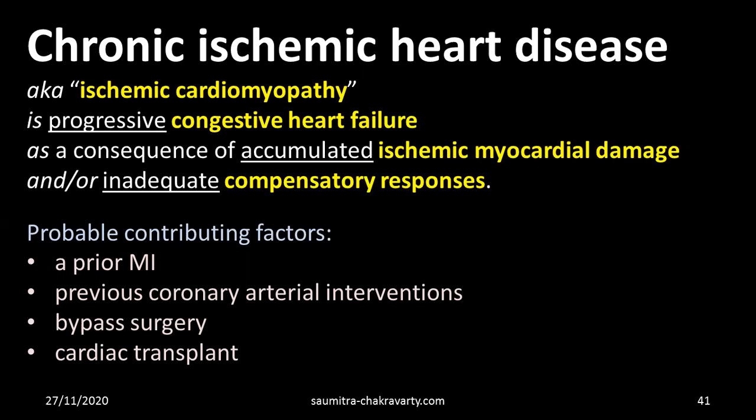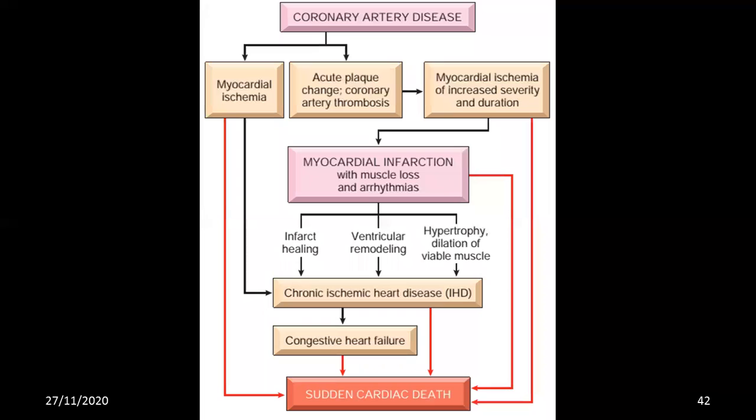Well, one of the compensatory responses you've been shown is collateral circulation establishment. Some myocardial changes are also there. If these are inadequate, then chronic ischemic heart disease can happen. Contributing factors are prior myocardial infarction, previous coronary arterial interventions, like those who have stenting or PCI or other procedures done, bypass surgery, and cardiac transplant patients, who are at higher risk of developing chronic ischemic heart disease. So the coronary artery disease can happen in several ways.